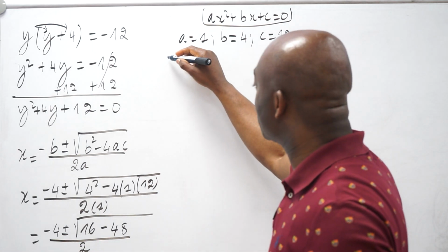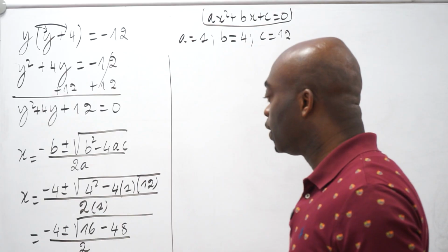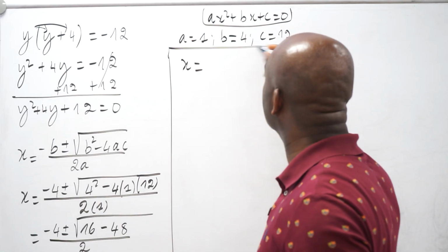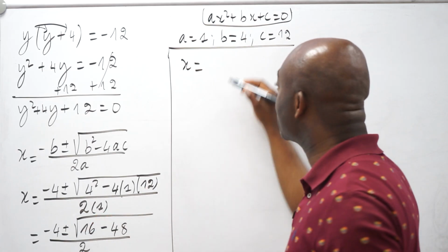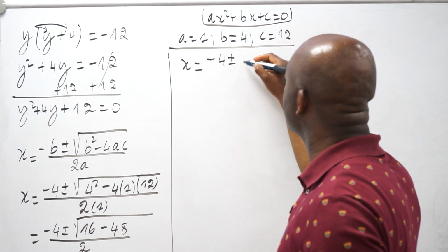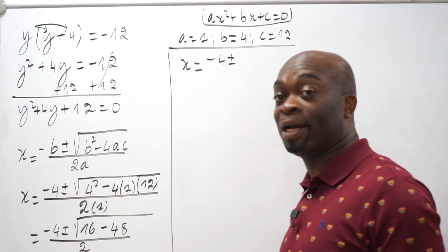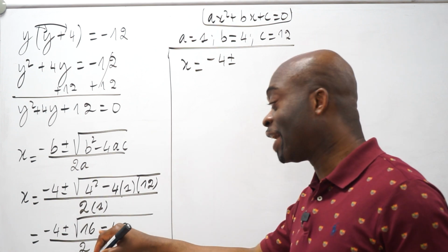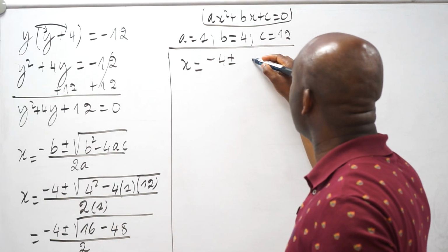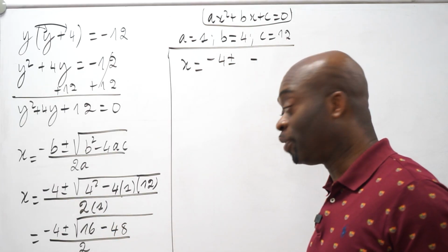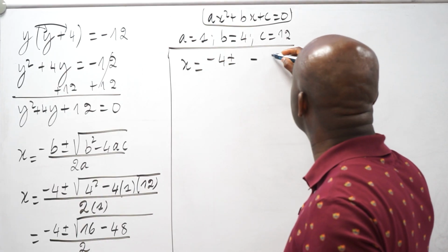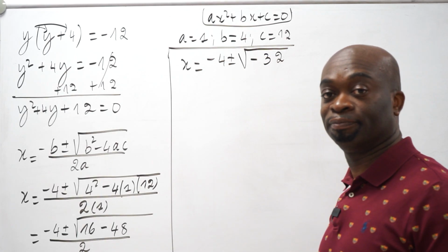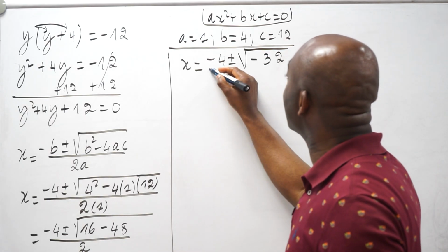Now we take it to this side. x is equal to negative 4 still, plus or minus the square root of what? What is 16 minus 48? Or we can do 48 minus 16 and keep the sign of the highest number, which is negative. So for sure, our answer is going to be a negative number. That is 32, so the square root of negative 32, divided by 2.